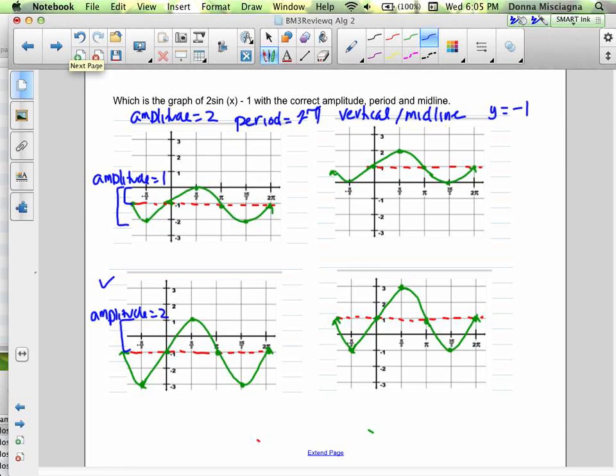All right, this has a period of 2 pi. If we start here at 0, 0, we go maximum, intercept on the midline, so it's not an x-intercept, let's call it a midline intercept. So midline intercept, maximum, midline intercept, minimum, and back to the midline again. That is a correct period. That's a period of 2 pi. So everything about this graph is correct, and this is the graph that we want.